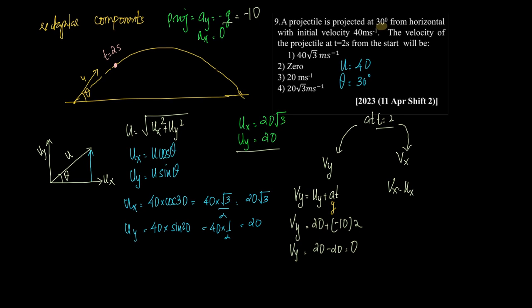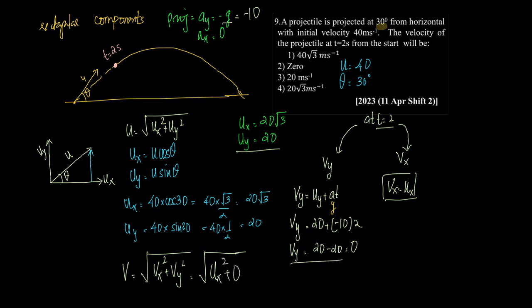Now, what is v equal to? V is equal to root of Vx square plus Vy square, which is therefore equal to root of, what is Vx square? Vx is equal to Ux. So we have Ux square plus, what is Vy? Vy is 0. Therefore, root of Ux square, which is equal to Ux. And what is the value of Ux? Ux is 20 root 3. So we have 20 root 3. Therefore, the correct option is 20 root 3.